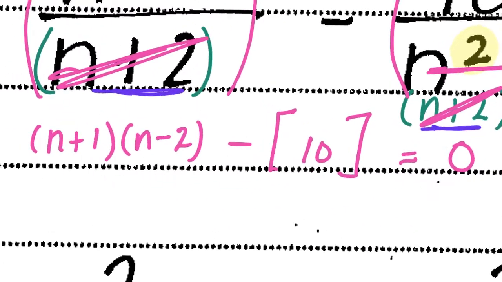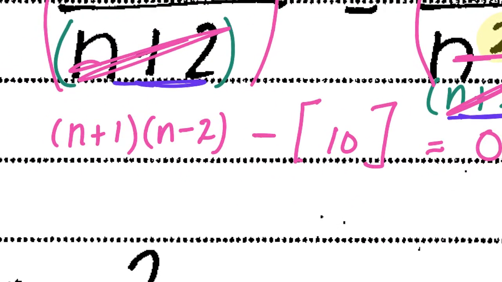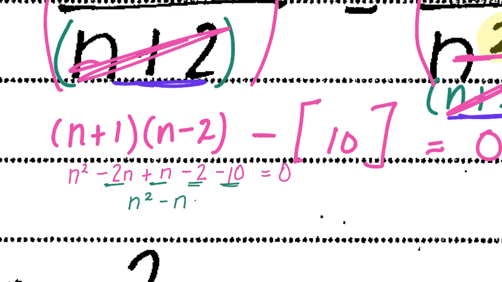I'm going to focus in here so we can FOIL. First terms is n squared. Outer is negative 2n. Inner is 1n. Last is negative 2. And then we have negative 10. And we know all quadratics need to equal 0. So if there were numbers over here, we would add and subtract them over. Let's add like terms. So it looks like I get n squared minus n minus 12 equals 0.